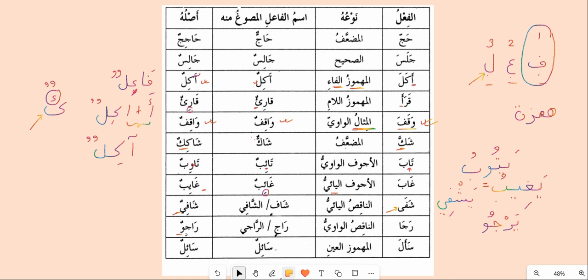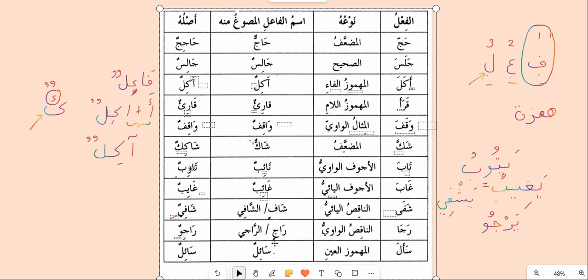Last of all, not the least, I explained raja and we have sa'ala. So it is a hamza but in between. So it's called al-mahmuz al-ain. And here we had al-mahmuz al-fa because the hamza came on the fa radical. But here where did the hamza come? On the ain radical. So it is called al-mahmuz al-ain. Sa'ala. So we have sa'ilun, the hamza with a kasra, following the scale fa'ilun.